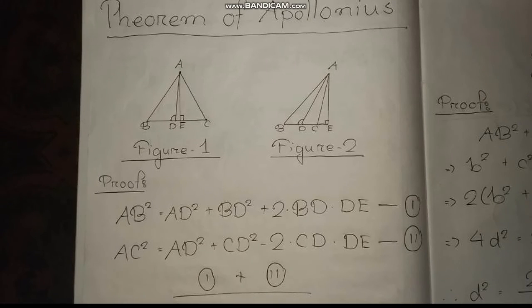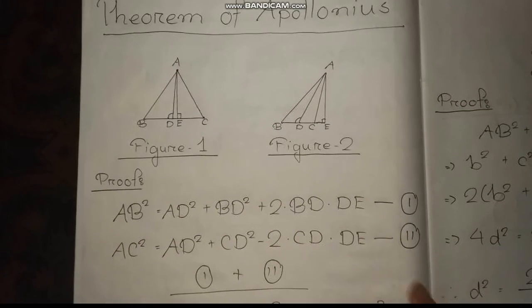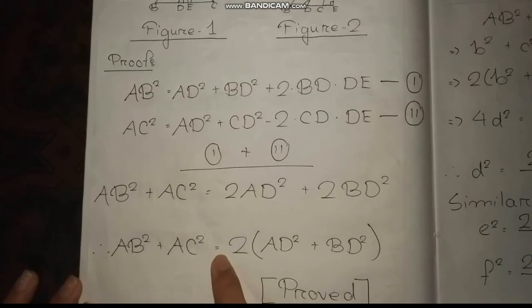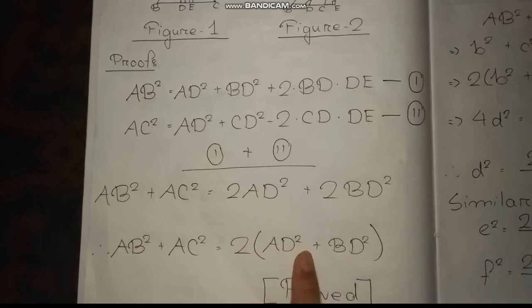Okay, Apollonius. Most of you might be hearing this name for the first time. Apollonius of Tyana was a Greek Neo-Pythagorean philosopher from the town of Tyana in the Roman province of Cappadocia in Anatolia. These details are irrelevant, whatever. The theorem that Apollonius gave us is that AB squared plus AC squared is equal to 2 multiplied by the sum of AD squared plus BD squared.